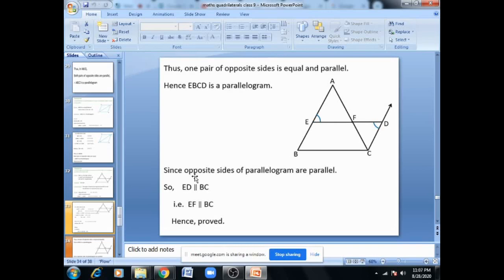We know the opposite sides of a parallelogram are parallel. So that means this line ED is parallel to BC, and EF is part of this line ED. So once the lines are parallel, their parts are also parallel. So we can say EF is parallel to BC, and this is what we were supposed to prove in this theorem, that the line segment joining the midpoints of two sides of a triangle is parallel to the third side, and we have proved this theorem.